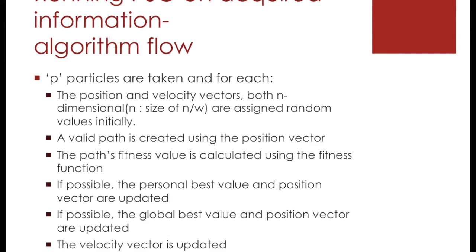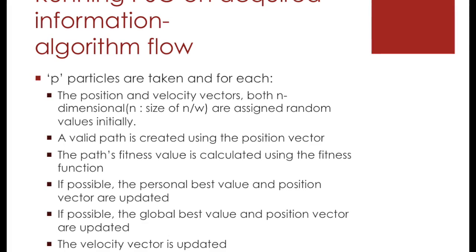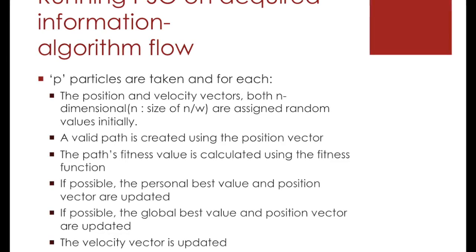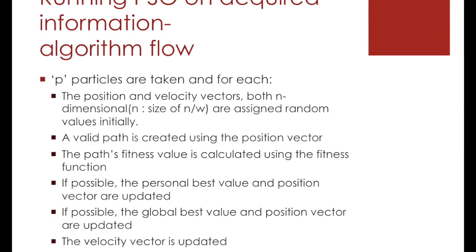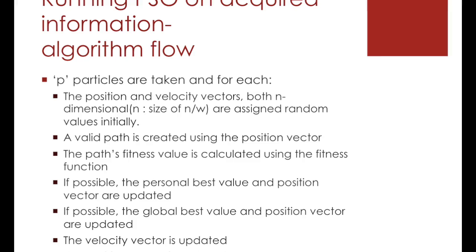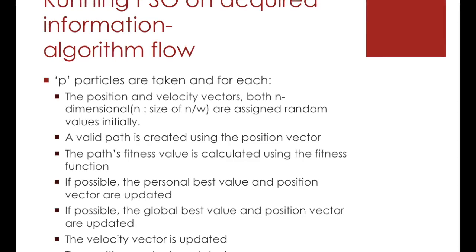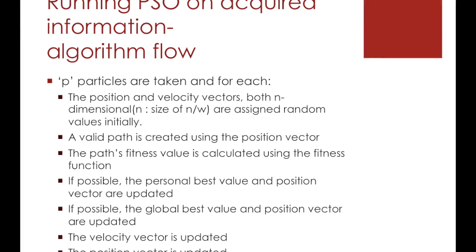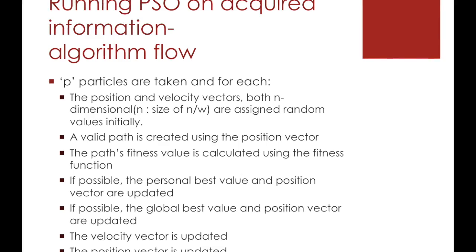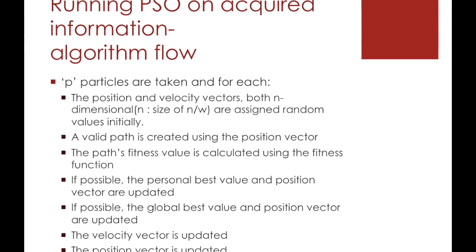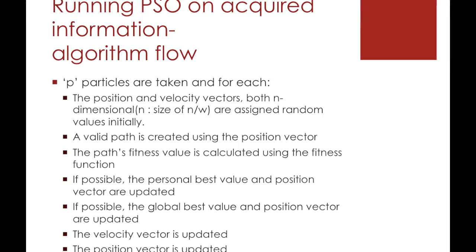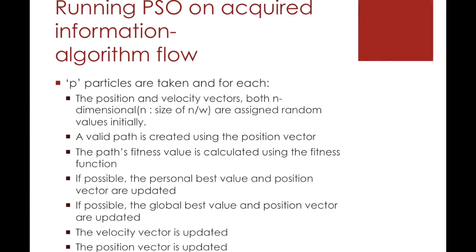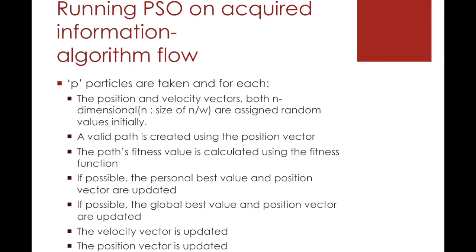First of all, P particles are taken and for each, the position and velocity vectors, which are both n-dimensional, are assigned random values. Then, a valid path is created using the position vector, and the path's fitness function is used to calculate its fitness value. If the current fitness value is better than the existing personal best value, then the personal best vector and its position are updated. Similarly, if the current fitness value is better than the global best value, then the global best value and its position vector are updated.